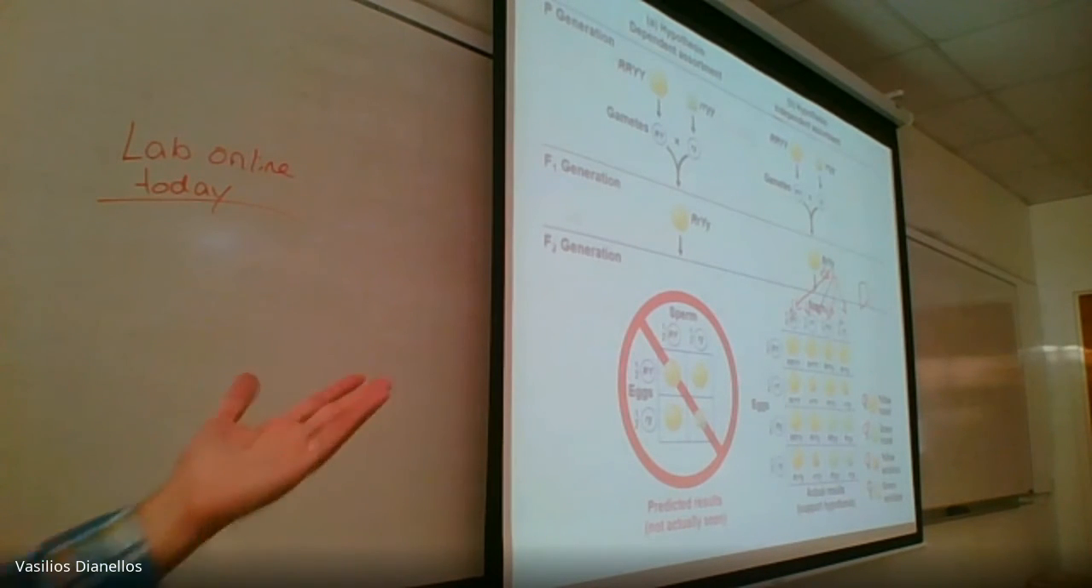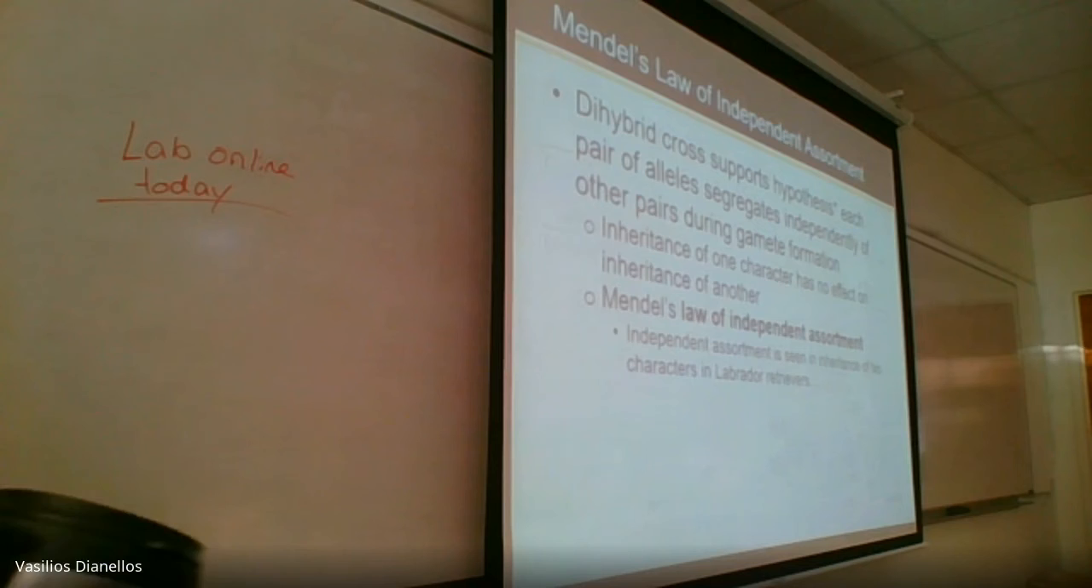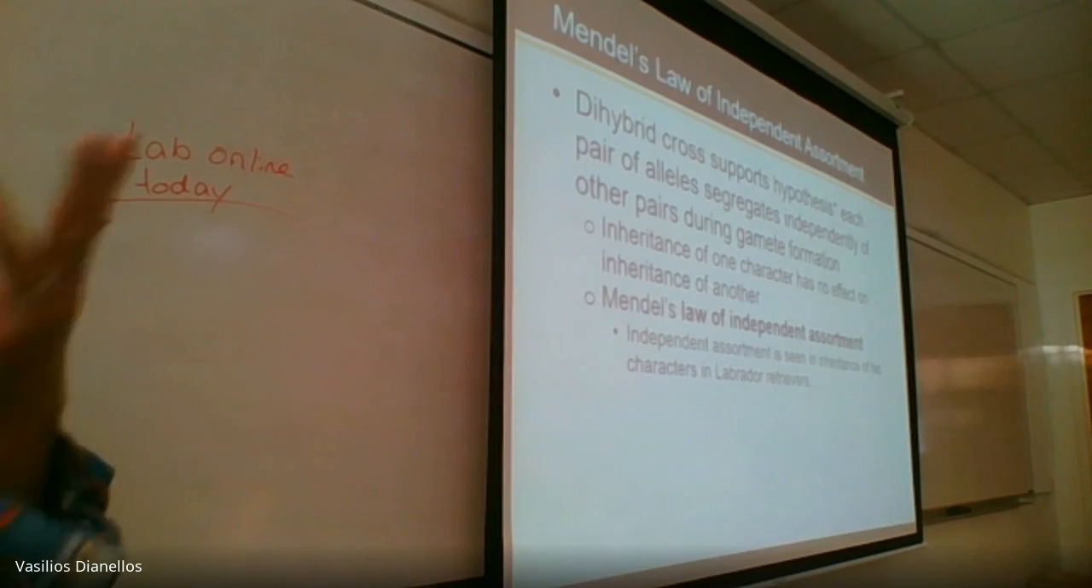Anyway, are there any questions about this picture? All right. So a dihybrid cross supports Mendel's hypothesis that each pair of alleles segregates independently of other pairs during gamete formation, meaning the inheritance of one character has no effect on the inheritance of another. So with the pea color and the pea smoothness, it didn't matter. Those things didn't affect each other.